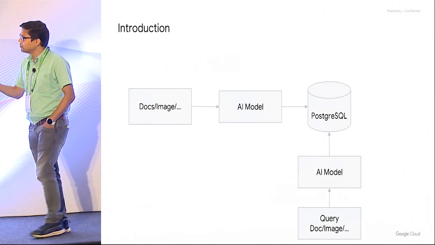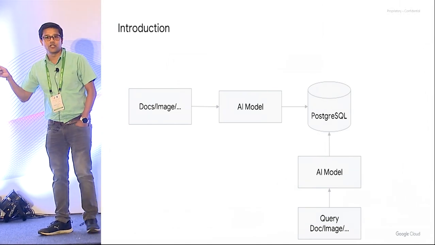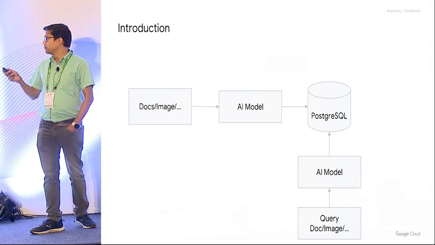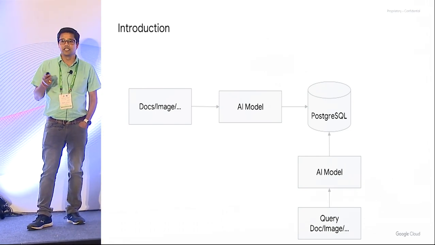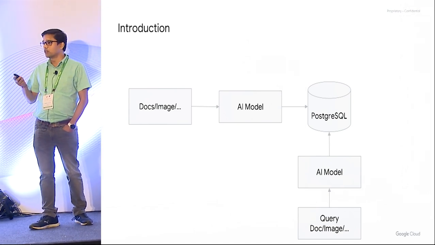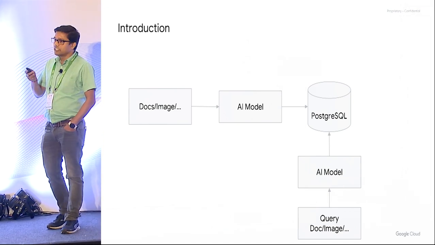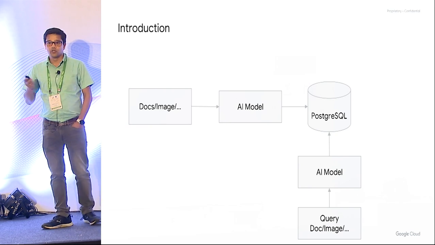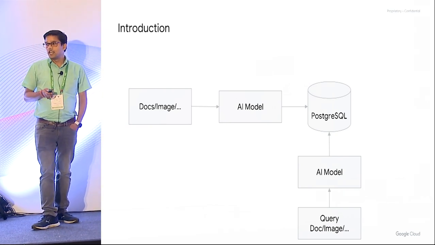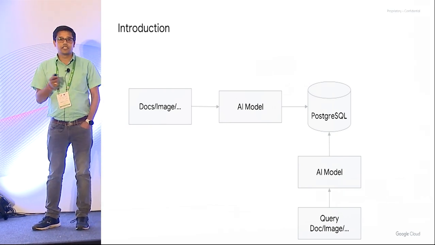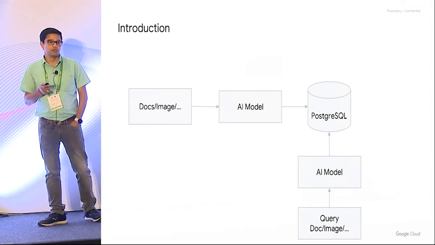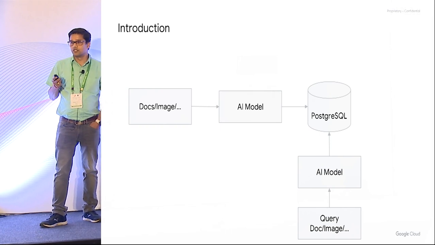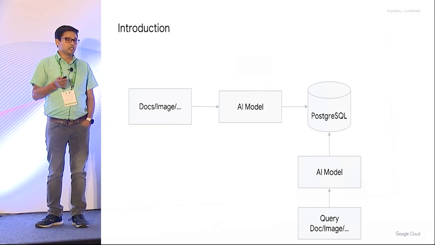If you see, any document, image, or any object gets fed to the AI model, and the AI model could be anything like Vertex AI from Google or OpenAI. That AI model basically converts those objects into embeddings. An embedding is nothing but a vector, and that vector can be of any dimension, like thousands, depending on the complexity of the objects.